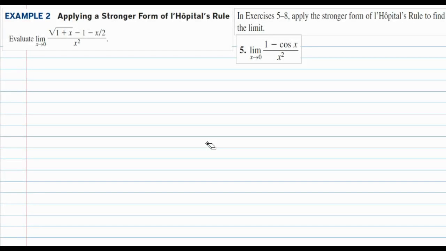This is the screencast for section 8.2, example 2, applying a stronger form of L'Hopital's rule. So we're going to do the same exact thing we did before. We're going to evaluate the limit as x approaches 0 of that big old mess.